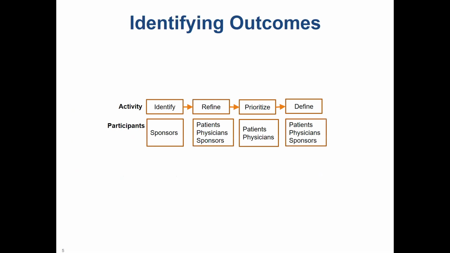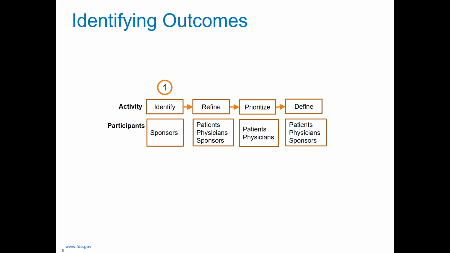So the process we went through to identify the outcomes that are most important were, we went through a 4-step iterative process where first we identified what was important. So that primarily was from the FDA side of looking at the literature, refining that information, prioritizing what was most important, and then ultimately defining what those outcomes really meant to then be used for the patient preference study. And I'll walk through what each of these steps look like.